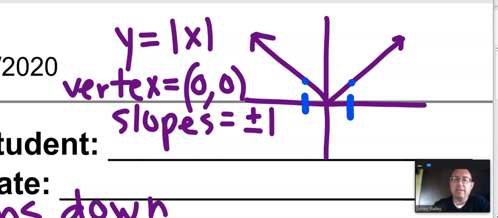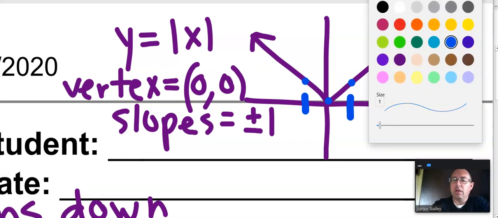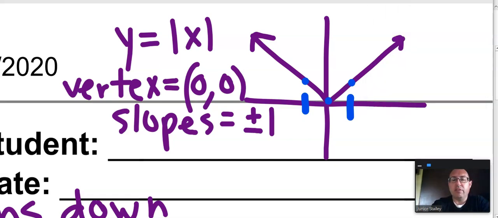The vertex is at the point 0, 0. Vertex meaning the point where it changes direction. And then also we have slopes of the lines, which are positive 1 and negative 1. This does open up.